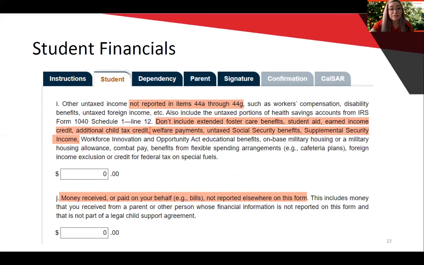And then the next section, right, is going to ask you about money received or paid on your behalf. So this can be money that you receive from a parent or other person that helped you pay for any type of financial expenses that you may have had in 2019. And this is what's being reported here. So it's anything, remember, that has not already been reported in the previous questions.